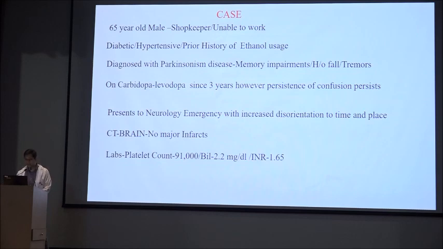However, the persistence of confusion continues, and now recently he's come to the neurologist with an increased disorientation to time and place. They did a CT, which did not show any major infarcts. However, for the first time they saw that the platelets were 91,000, the bilirubin was 2.2, and the INR was 1.6. So this is a patient who has been persistently followed up in a neurology OPD. However, let's see what happens subsequently.